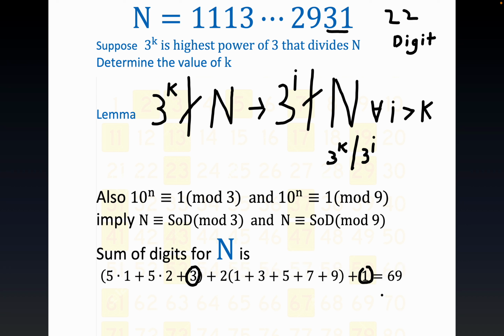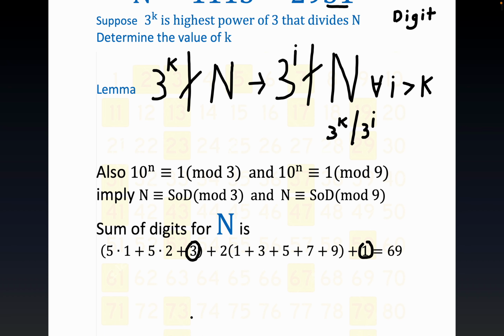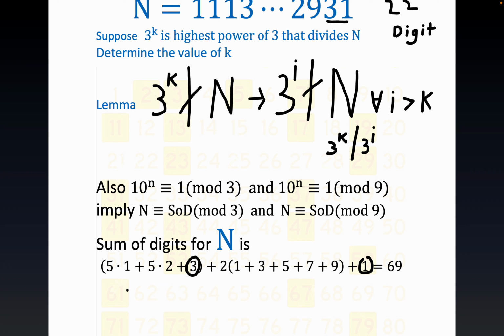But in any event, it does sum up to 69, which can be verified, slightly tedious, but not too bad. All right, so let's see how that helps us with regard to our problem here. We know right now that our n that we started with up here at the top, the 22-digit number, is congruent to the sum of its digits, which is 69, mod 3 here.